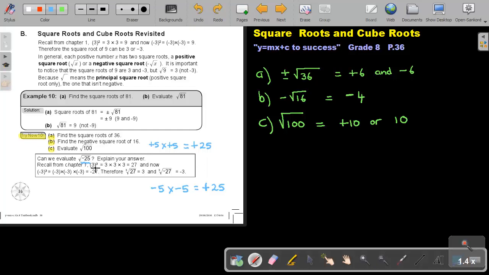But let's test it with cube. If I have positive 3 times positive 3 times positive 3, then it's positive 27. But think of multiplication. What's a negative times a negative times a negative? There are 1, 2, 3 negative signs. That's an odd amount of negative signs. So that's why the sign is negative and 27. So I can get a positive as well as a negative result. And that's why if I take the cube root of 27, it's just 3. If I take the cube root of negative 27, it's negative 3. Press it on your calculator and you will see that you get that answer.